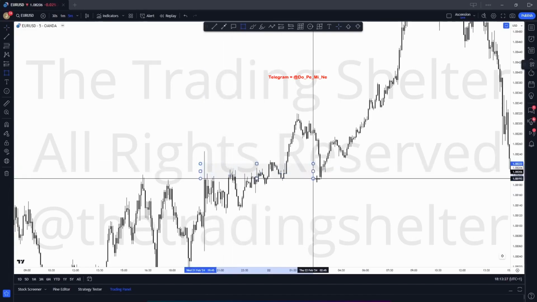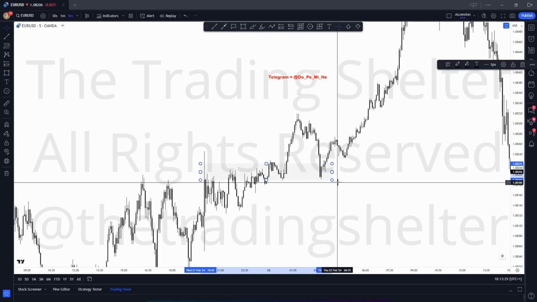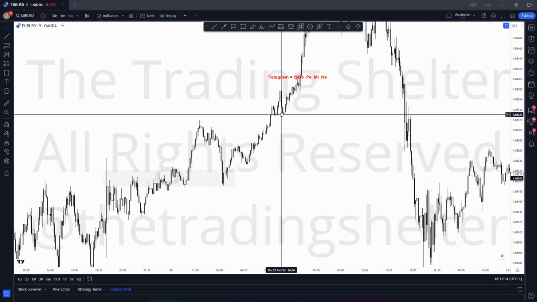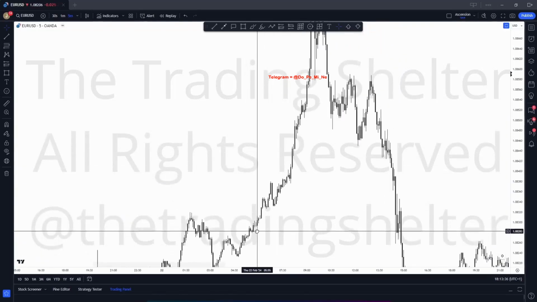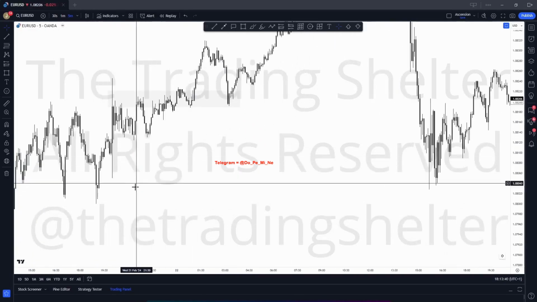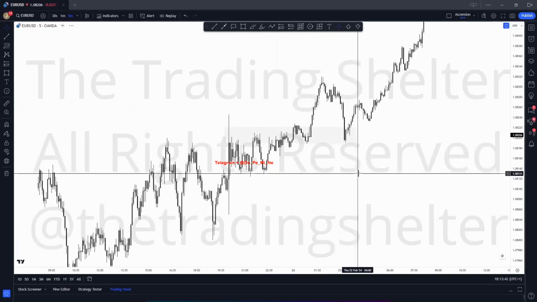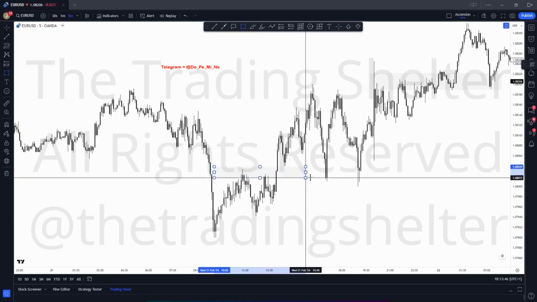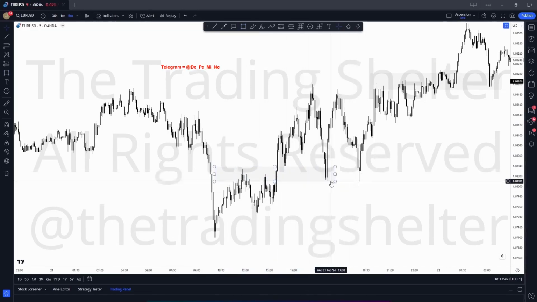Same thing here. Zone, boom, goes higher, right? What happens after? Look how price pushes and eventually comes back and takes everything. Everything. We'll talk about it later. Same thing here. Zone, boom, price here.